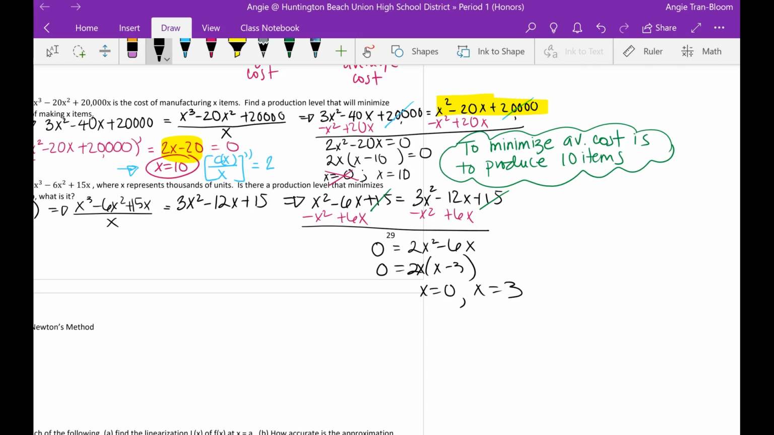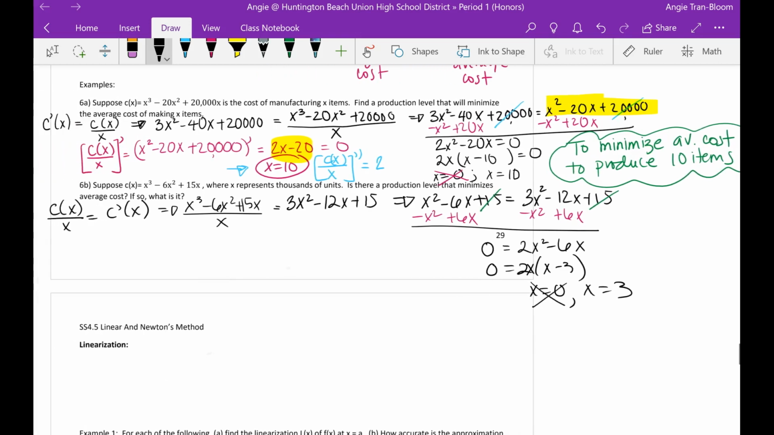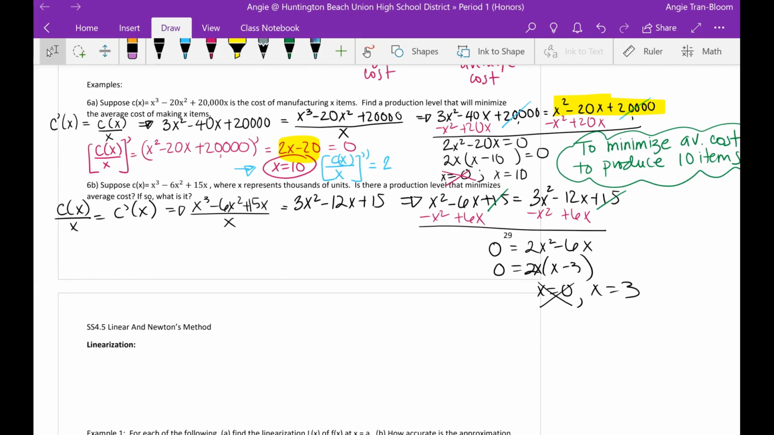Well, again, same thing, right? We can't really produce 0 items, so we are going to ignore 0. When you're talking about producing things, you want to produce more than 0 items. So the domain of production is always greater than 0. You can't produce negative items either. So I'm thinking that to minimize average cost I need to produce 3,000 units, but I need to do the derivative to confirm my answer.